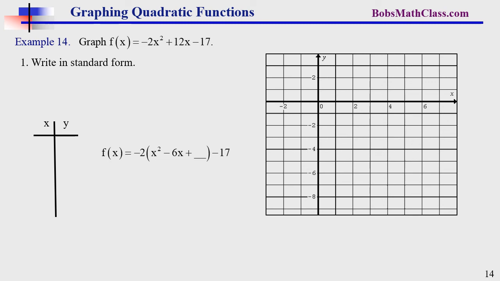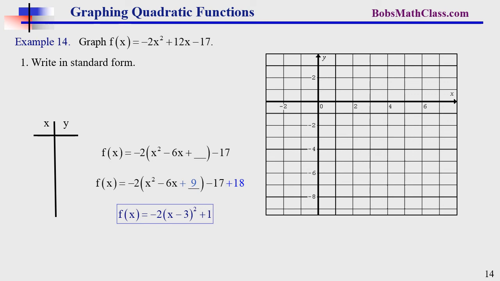Take half of negative 6. What's half of negative 6? Negative 3, and then square it, 9. So we're going to add 9. But that's not really a 9, right? Negative 2 times 9 is negative 18. Therefore, we have to put a plus 18 outside the parentheses. And then rewrite it as a binomial squared. So that's negative 2 times x minus 3 squared plus 1.